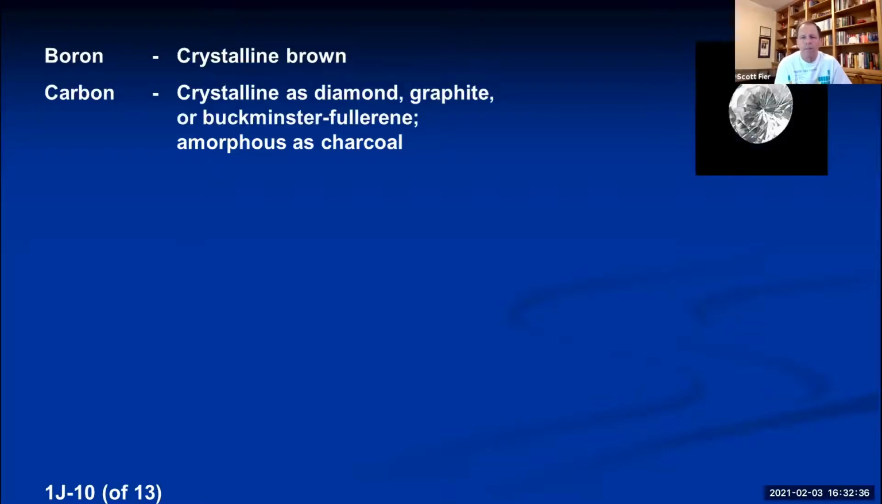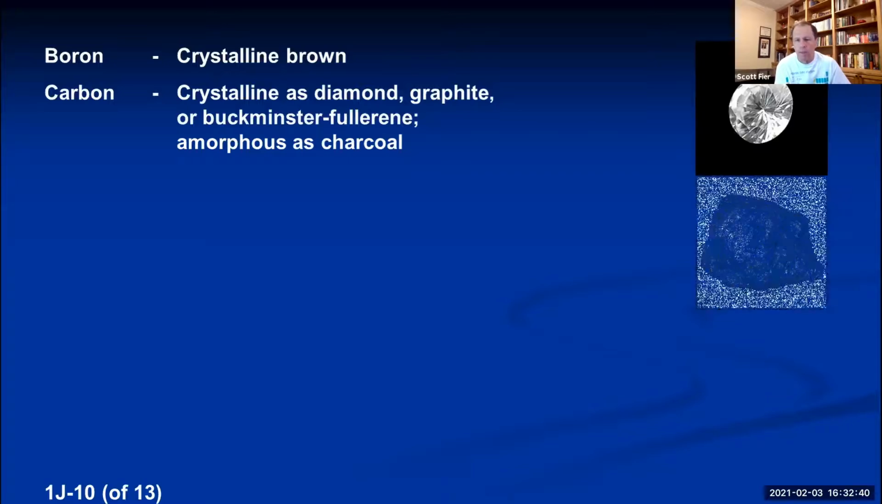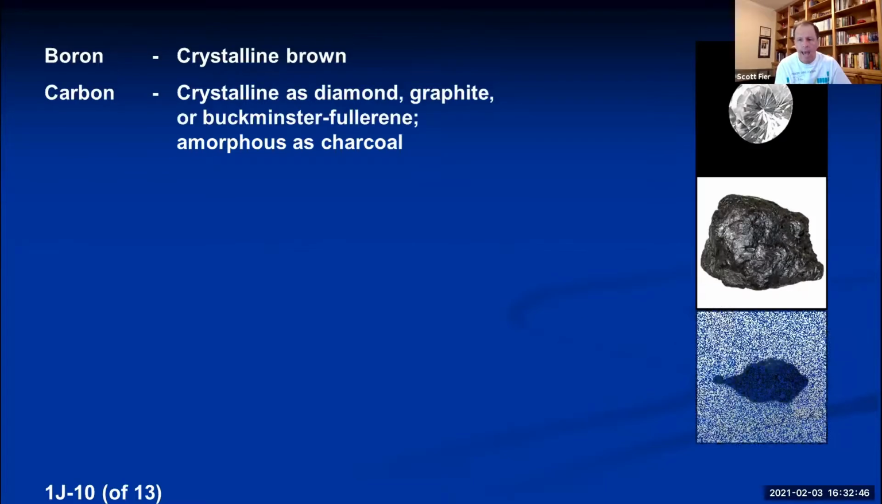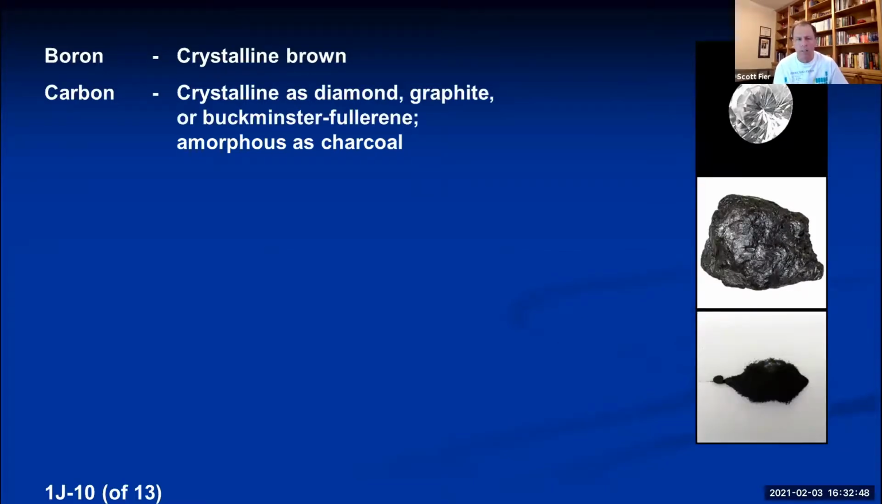So if you have this, which is a diamond, that's one form of pure carbon. If you have a pencil lead, it's made of this black material called graphite, okay? And if you have this powdery material, this is a type of carbon known as Buckminster Fullerene. So what's the difference between them? They're all 100% carbon, but the carbon atoms bond differently to make them.